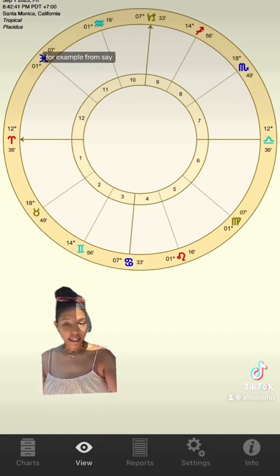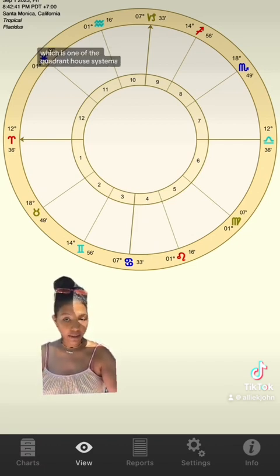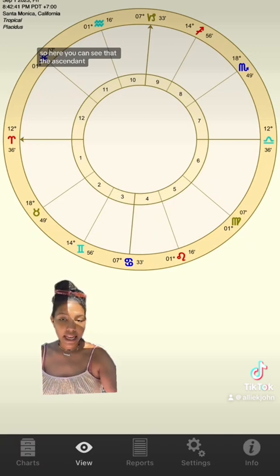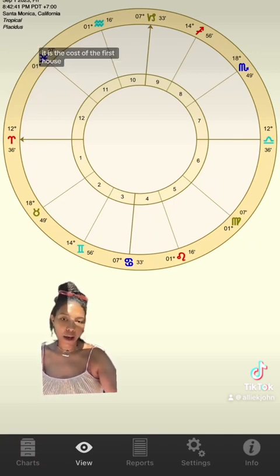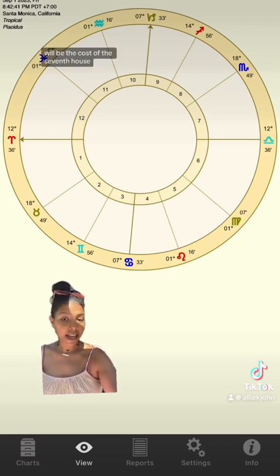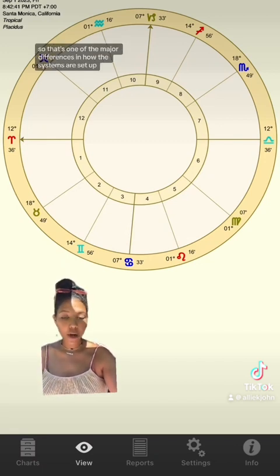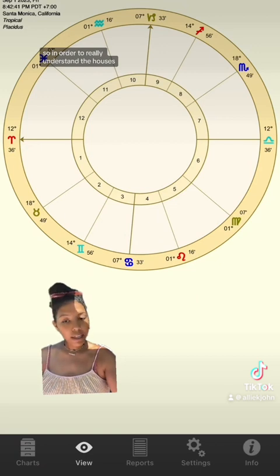This is different, for example, from, say, a Placidus house system, which is one of the quadrant house systems. So here you can see that the ascendant, 12 degrees of Aries, begins the first house. It is the cusp of the first house. And the descendant, 12 degrees of Libra, will be the cusp of the 7th house. The midheaven is the cusp of the 10th house. The IC is the cusp of the 4th house. So that's one of the major differences in how the systems are set up, depending on what kind of house system you're using. So in order to really understand the houses, you kind of have to pick one and move forward.